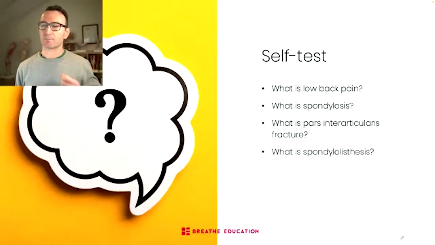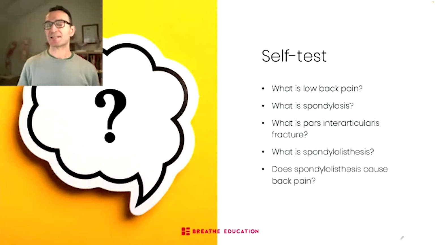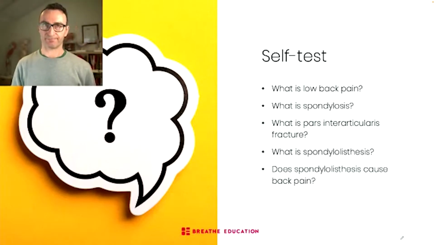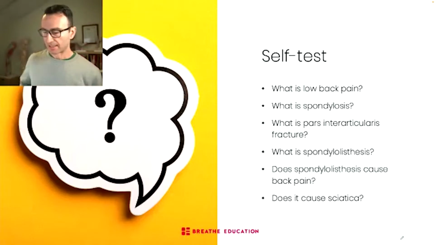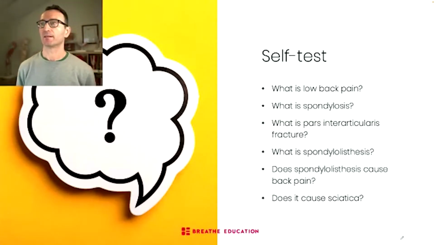And the answer is, spondylolisthesis is a forward slippage of one vertebra relative to the one below it. Does spondylolisthesis cause back pain? The answer is, it doesn't seem to cause pain in the back. Does it cause sciatica, otherwise known as leg pain? And the answer is, yeah, it probably has something to do with leg pain.